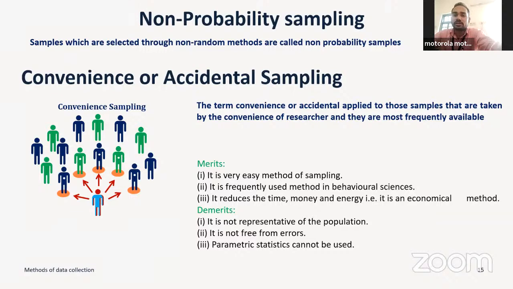Well, the major limitation of this method is that it is not a representative sample, because we are intentionally selecting those that are present nearby us. It means we are ignoring the true representativeness of that sample. It is not free from errors also. Parametric statistics cannot be applied with this kind of sample. We cannot compare the statistical parameters or statistical analysis for the whole population, because we are selecting only a limited sample that is present nearby me. So it is not true representativeness. Okay, next.